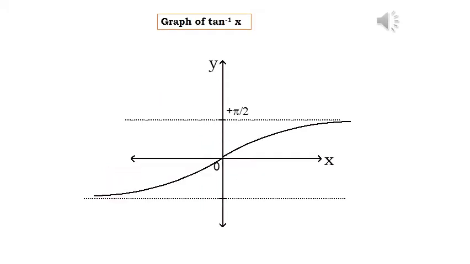This is the graph for tan inverse x. Along the x-axis it covers all real numbers. So the domain of tan inverse x is the set of all real numbers, and vertically, y equal to plus pi by 2 and y equal to minus pi by 2, the dotted lines, represent asymptotes.